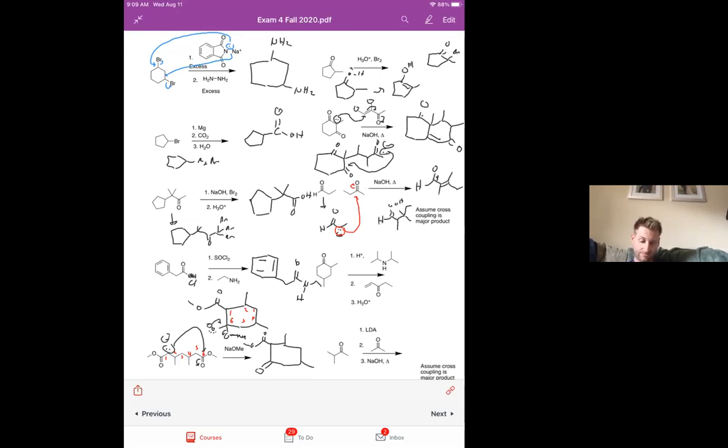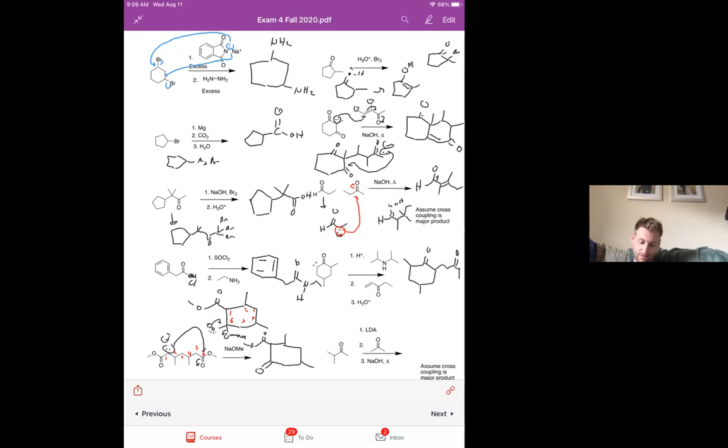We start enamine synthesis next. So we'd make an enamine and then do an addition to a Michael acceptor here. Enamine is a pretty large base, so we're most likely going to generate our negative charge on our left substituted end, which can come in and do an attack. To give us this product here.